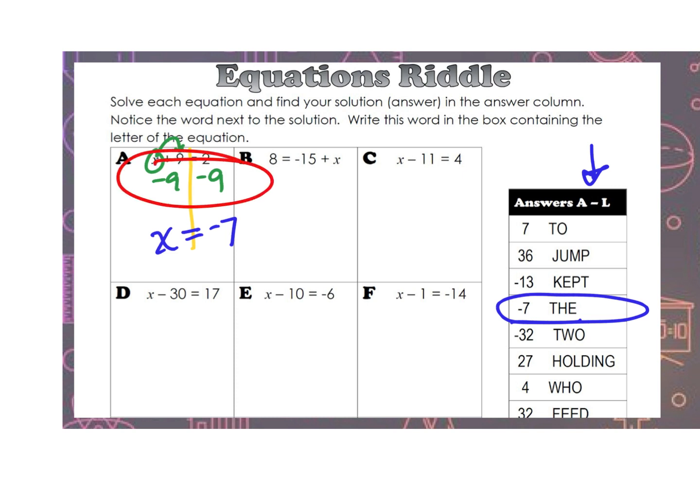I need to see that -9 on both sides. Okay, so make sure that you are showing that for each problem.